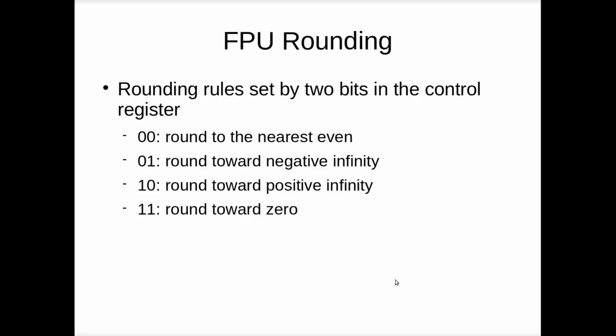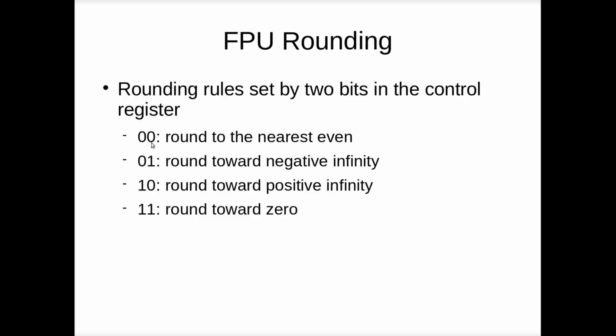And so basically in the control register, we're going to have the FPU rounding. So there's basically 4 ways to do rounding. Normally, if you have a number, the digit after the last significant digit, if it's a 5 or above, you round up. If it's 4 or below, you round down. Well, for FPU rounding, we can set the way we want to round.